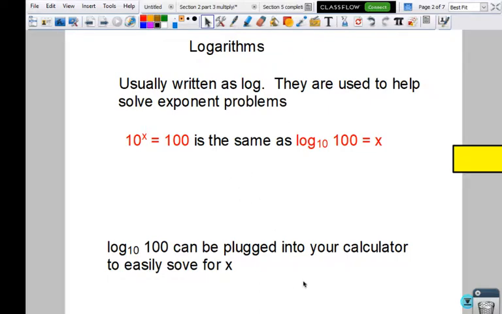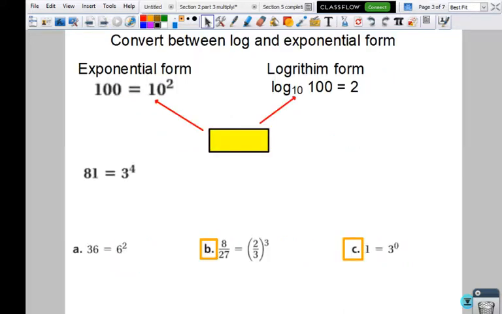So, we're going to start by practicing going between exponential and logarithmic form. So, when we look at exponential and logarithm form, they both have what's called a base. They both have a base.